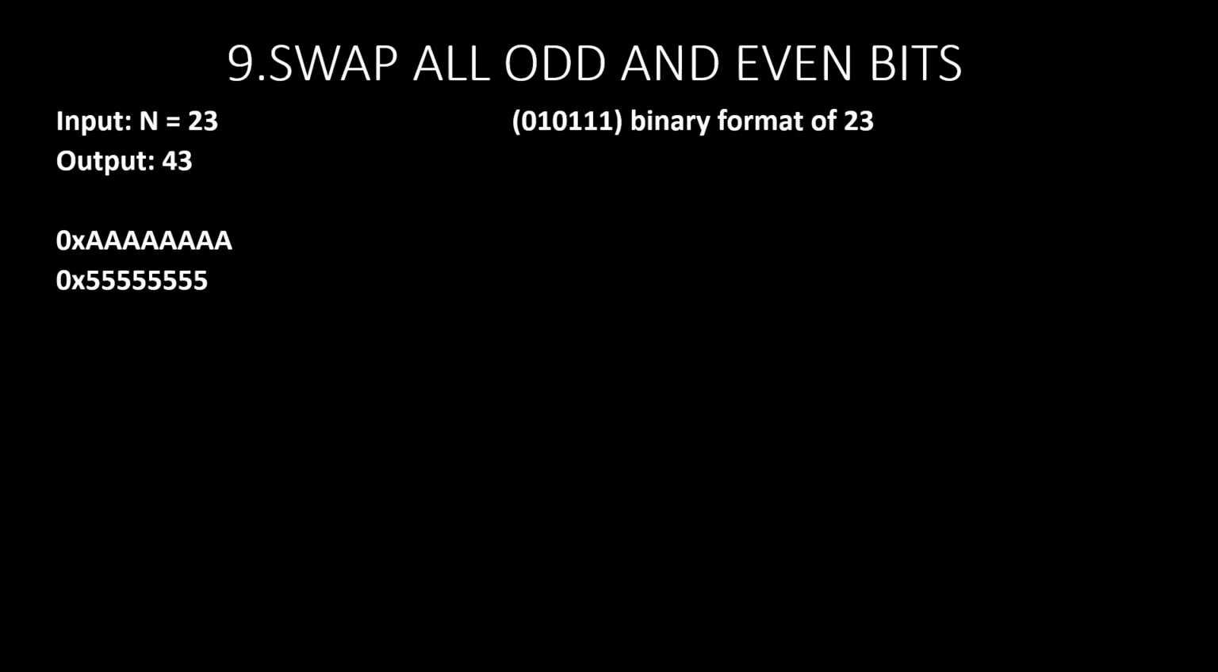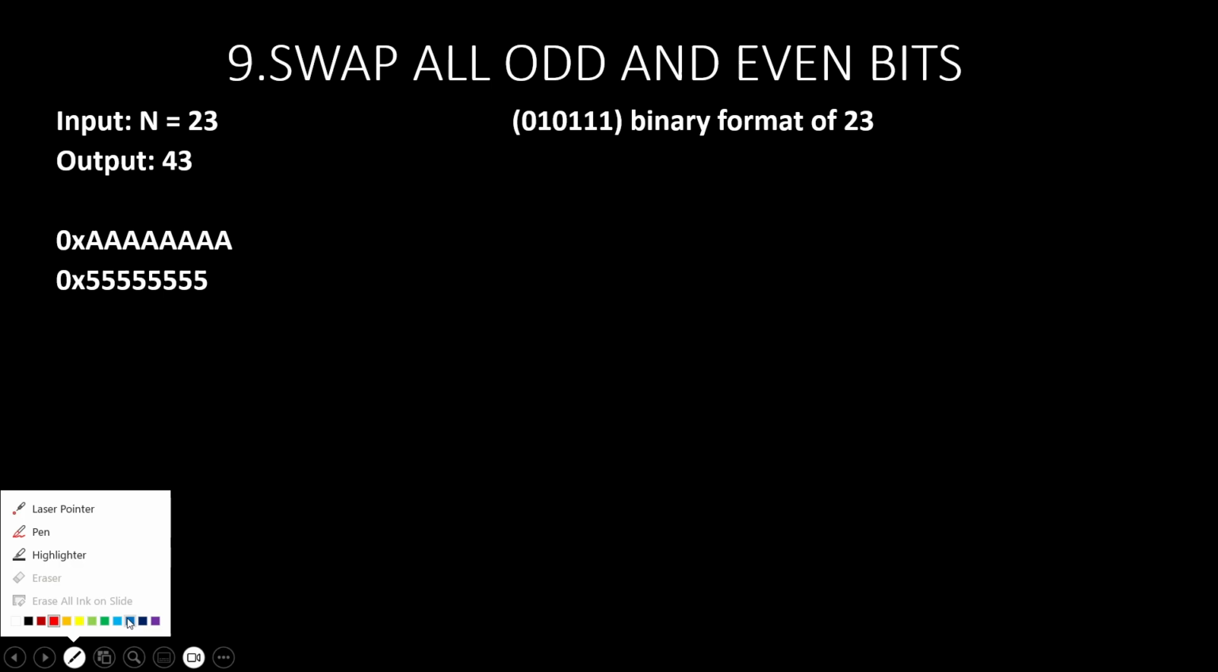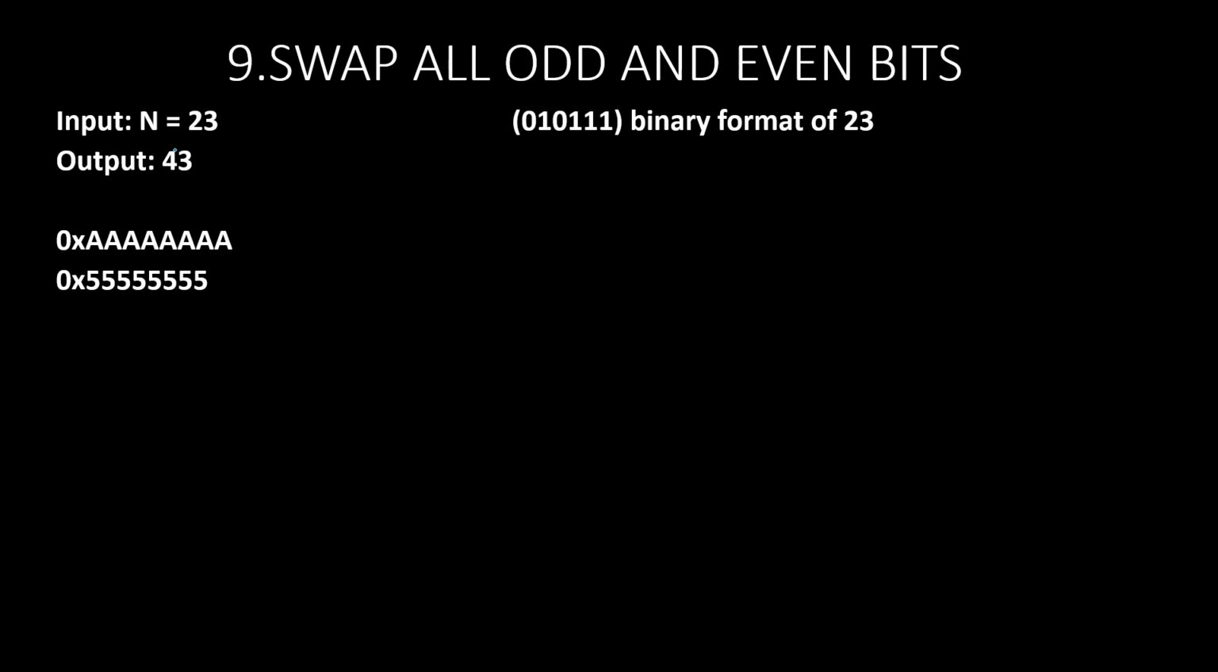Now coming to the approach, let's understand the question first. What is the meaning of the question here? The question is telling us there is a number given, which is 23, and the binary format of 23 is 010111. What this question is saying is we have to swap all odd bits with the even bits.